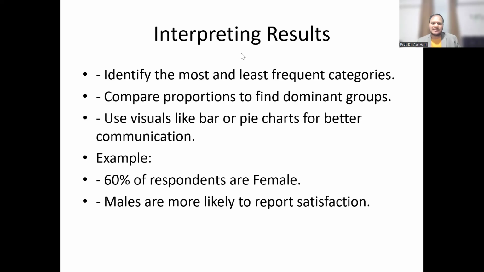The important thing in interpreting the result is that you must identify the most and least frequent categories, compare proportions to find dominant groups, and use visuals like bar or pie charts for better communication. You can see, for example, 60% of the respondents are female and males are more likely to report satisfaction from the table. But to check the significance level, you need to apply the chi-square test to get your p-value so that you can conclude scientifically and draw your conclusion.